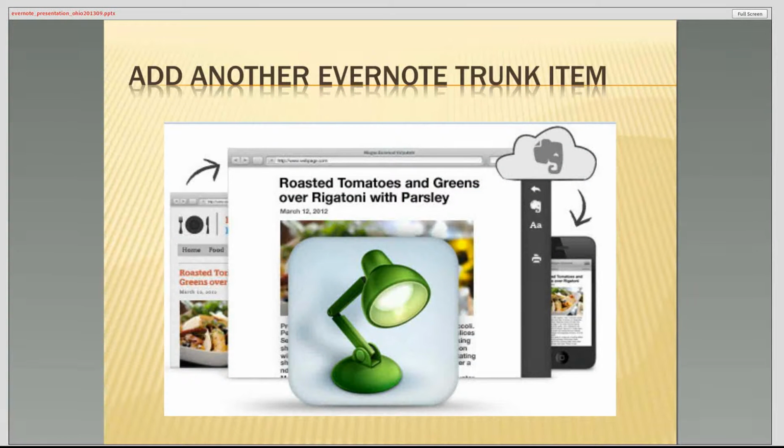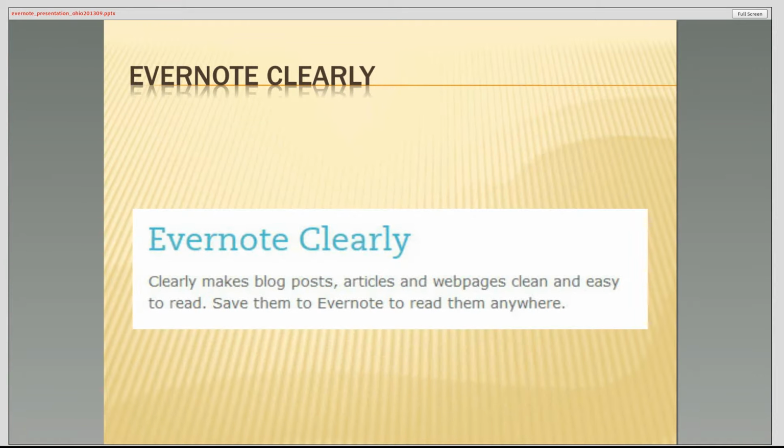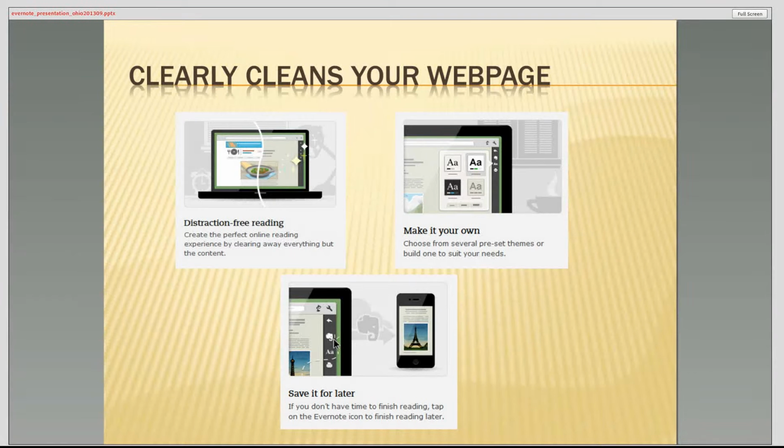Okay, another Evernote Trunk item is called Clearly. Evernote Clearly makes blog posts, articles, and web pages clean and easy to read, and then you save them to Evernote and read them anywhere. So, it's distraction-free reading. You can make it your own, and you save it for later.